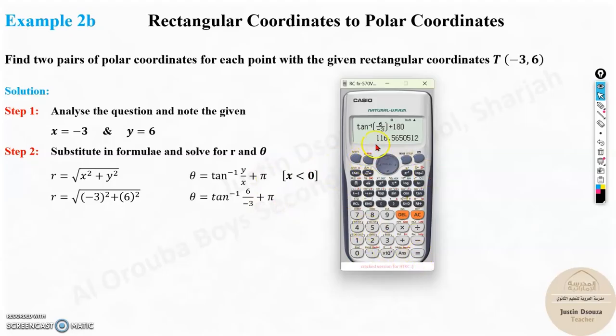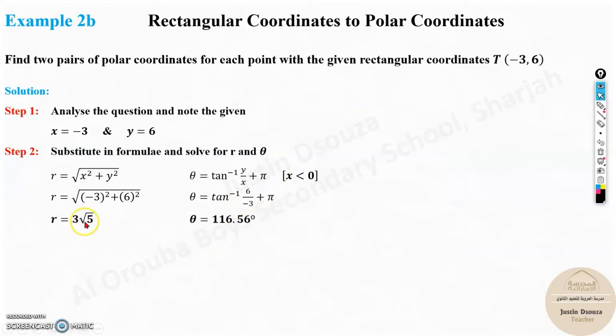You're getting 116. Now look over here. Why am I not adding pi directly? Because your default mode of the calculator is in degrees. So always use degrees. You don't need to change the mode and everything, because you can always convert to degrees. Just stick to degrees. Okay. So the answer is 116 degrees and r is 3 root 5.